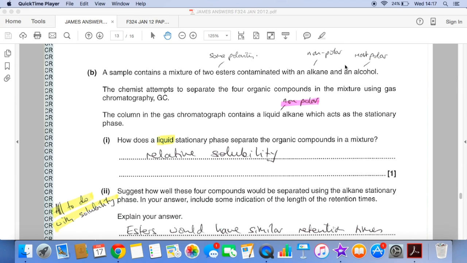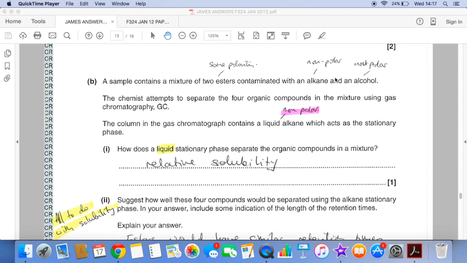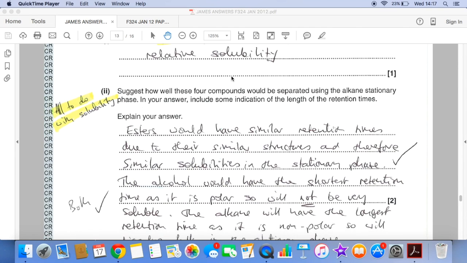And so think about how these compounds are going to interact with an alkane stationary phase. So if we deal with the alkane first of all, like dissolves like, so that's going to really like the alkane stationary phase, and so that would slow it down and it would have the longest retention time. The most polar one is the alcohol, so that's not going to interact at all with the stationary phase, and so that would go through very quickly and have the shortest retention time, and the esters would be somewhere in between.